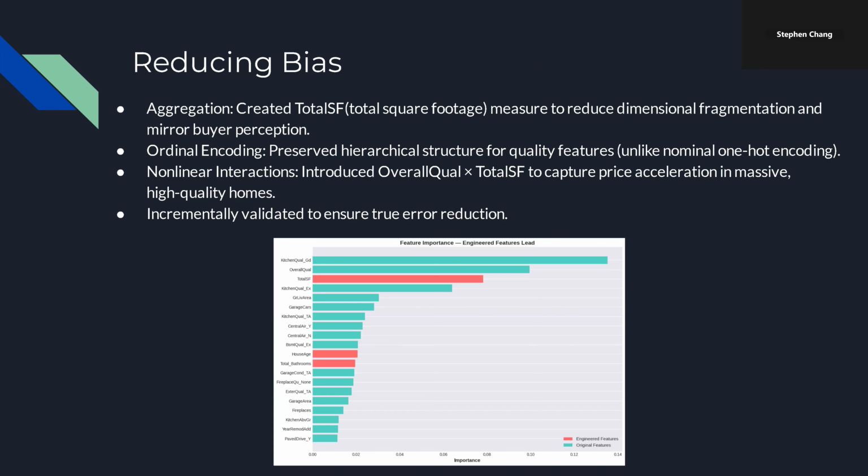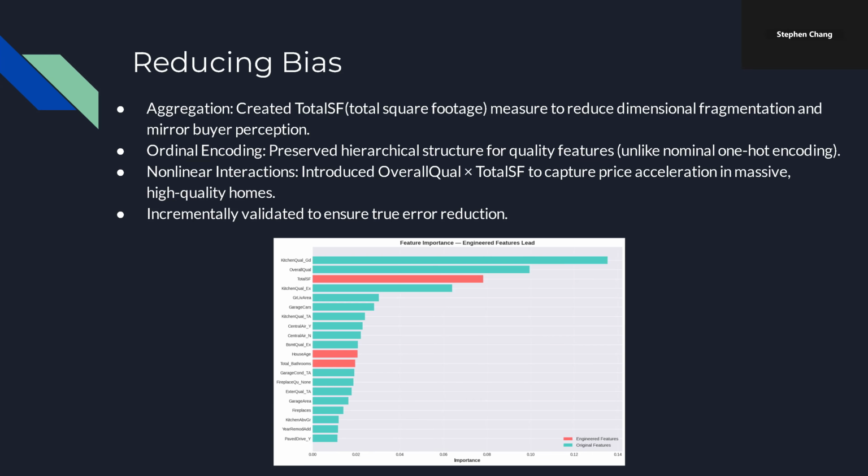The most significant performance gains came from our feature engineering. First, we created total square footage by aggregating the basement, first floor, and second floor square footage. This reduced the number of features that were wasting model capacity and better aligned with how buyers perceive the space. Second, we ordinally encoded quality-related features. Unlike one-hot encoding, ordinal encoding preserves the hierarchical structure. Basically, we converted categories into numbers that preserve the ranking, since housing quality is not nominal and it has a ranking. Third, we introduced an interaction term, overall quality times total square footage. This captured the nonlinear price acceleration in large, high-quality homes.